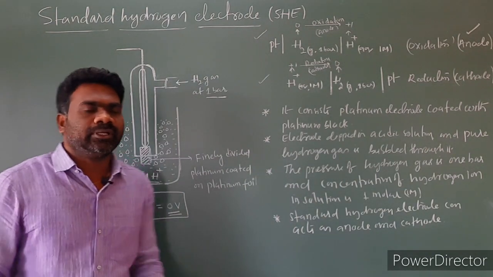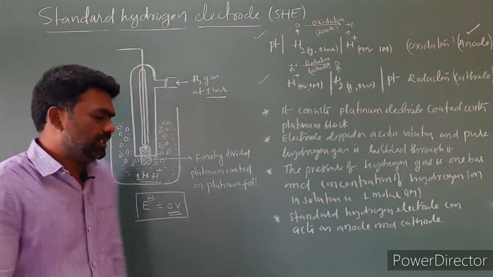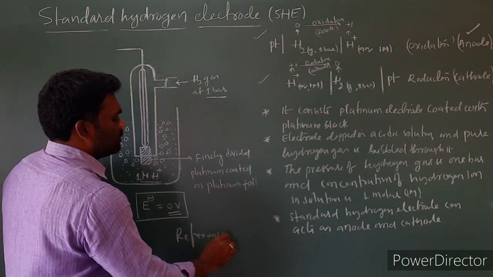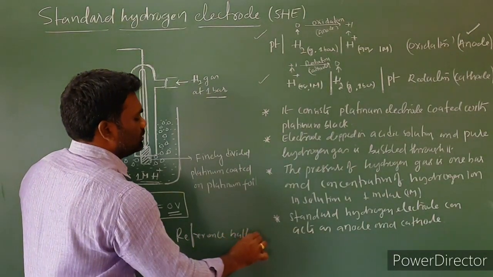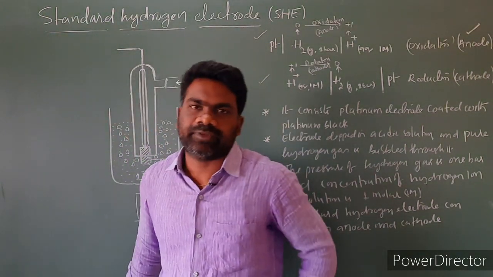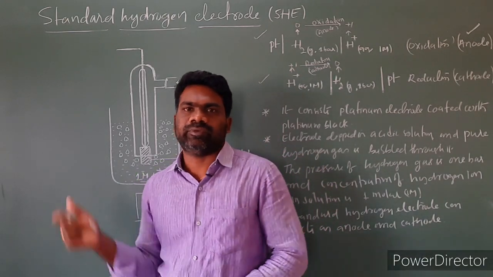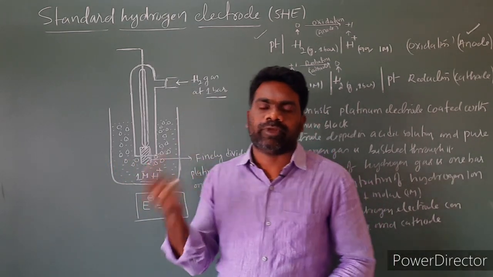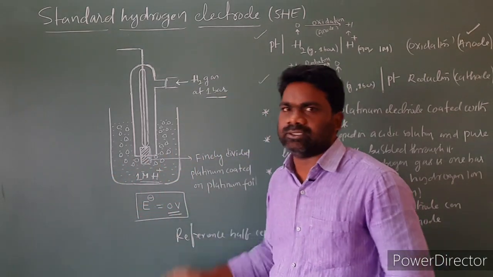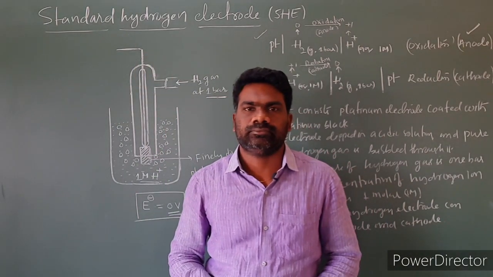So based on this point, this standard hydrogen electrode will be taken as a reference electrode or reference half cell. By using this reference half cell, we are able to find out the electrode potentials of another half cell. We connect this one to the other half cell, and we are able to find out the electrode potential of that half cell, because its value is 0. So this is the standard hydrogen electrode.